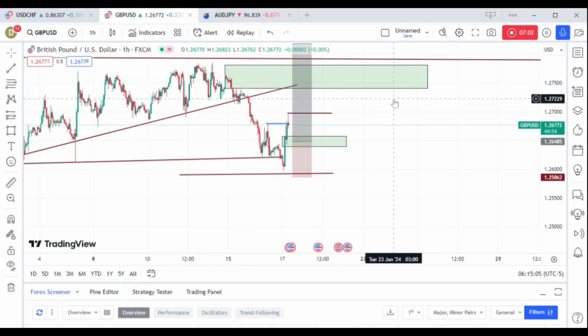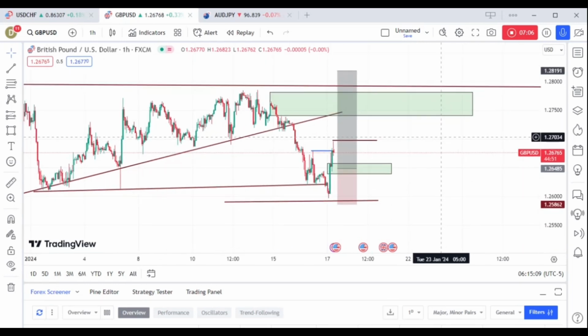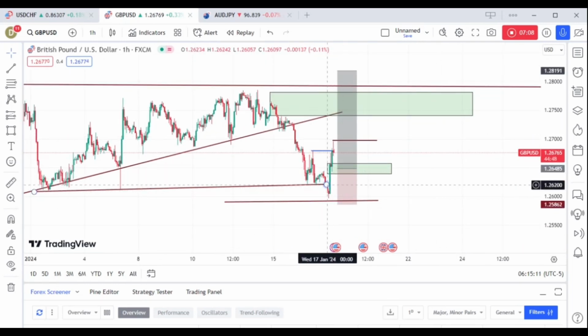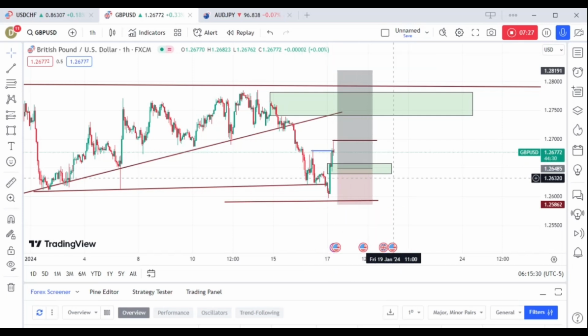So this point of interest is likely not going to hold, because what price did here is just to take out this liquidity to gather more energy or gather more momentum to go to the upside. So for me, this is a possible entry on GBPUSD. Now, because my strategy is not 100% correct all the time, I'm going to apply very good risk management on this.